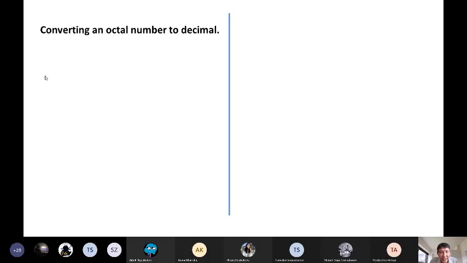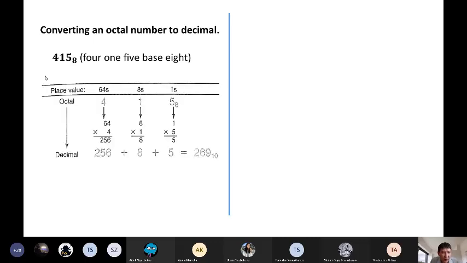The other step, for example, is converting an octal number to decimal. The procedure is the same. For example, if you have the number 415 base 8 and you need to convert it, it's the same procedure. First, you write down the octal number 415, then above it, but it is not necessary to write, you can just do it in your mind, you need to understand place value.